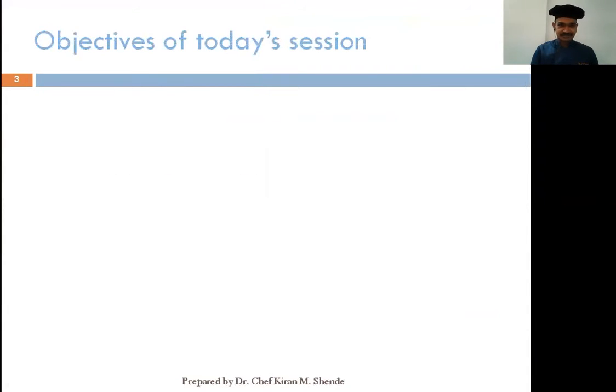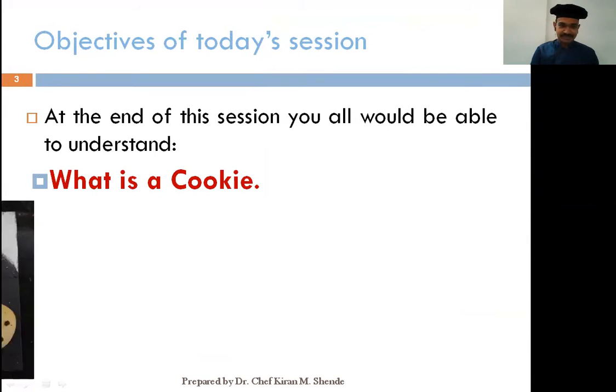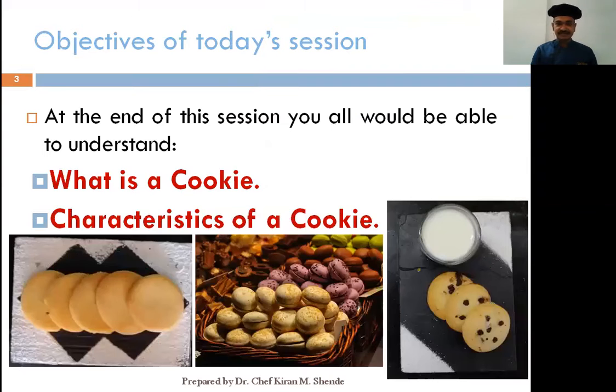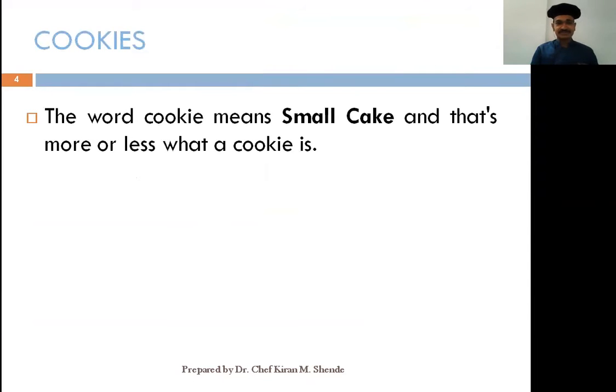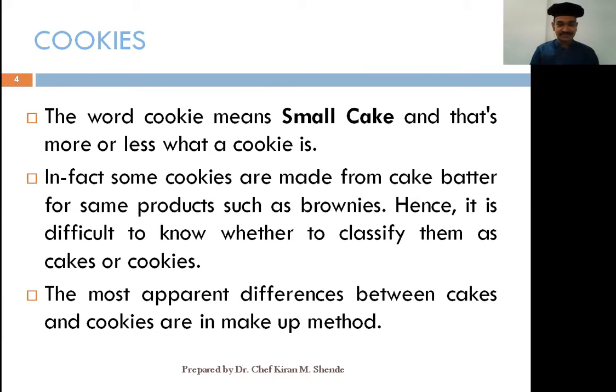At the end of this session, you will be able to understand what a cookie is and what are various characteristics of a cookie, which is very important for a student to know. What exactly a cookie is? The word cookie means a small cake, and that's more or less what a cookie is. In fact, some cookies are made from cake batter for some products such as brownies. Hence, it is difficult to know whether to classify them as cakes or to classify them as cookies.